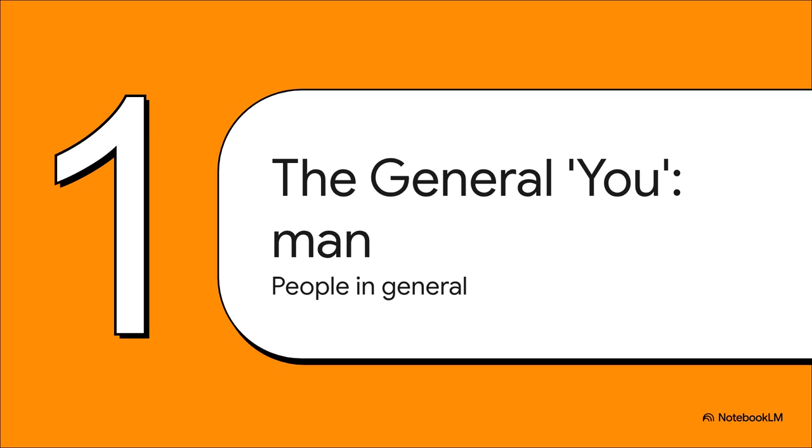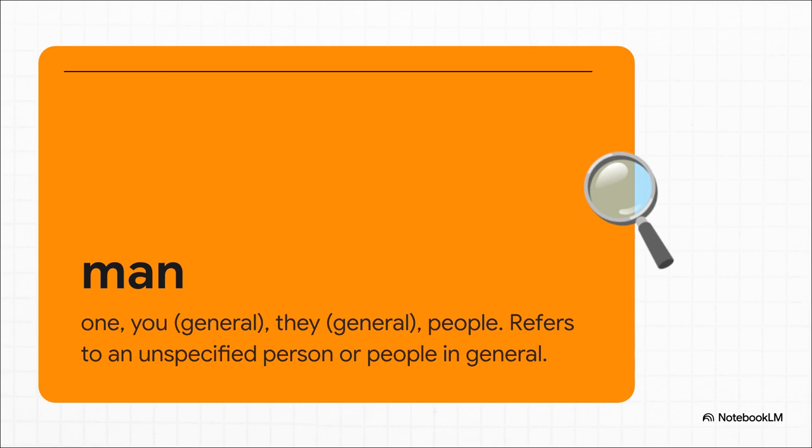Okay, let's kick things off with our first section, the general you, using man. This is your first and probably most important tool for talking about people in general. So, what exactly is man? Well, it means one or a general you, or even a general they or people. It's what you use when you're talking about an unspecified person or just people in general. Think about how we say in English, you got to be careful. We're not talking about you specifically, but people in general.